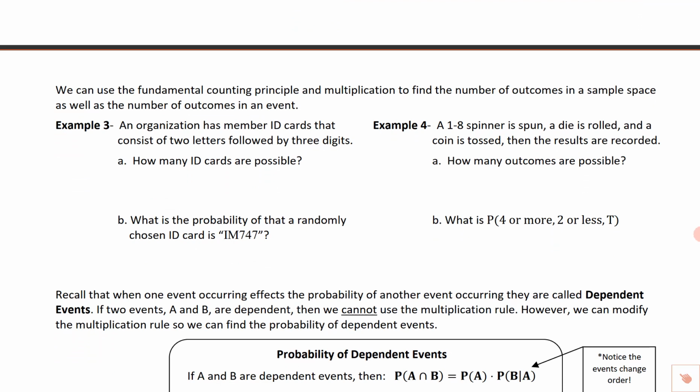So we can use the fundamental counting principle to figure out how many outcomes there are in the sample space and how many outcomes there are in our desired event, and then compute the probabilities based off that. So an organization has member ID cards that consist of 2 letters followed by 3 digits. So what I like to do in situations like this is, let's write down how many choices have to be made. Okay, we've got to select 5 different parts of this ID card, and the first 2 are letters. They didn't say we couldn't repeat or anything like that, so there are 26 choices for the first one, 26 choices for the next one, because they're both letters. And Jack, how many choices for the digits?